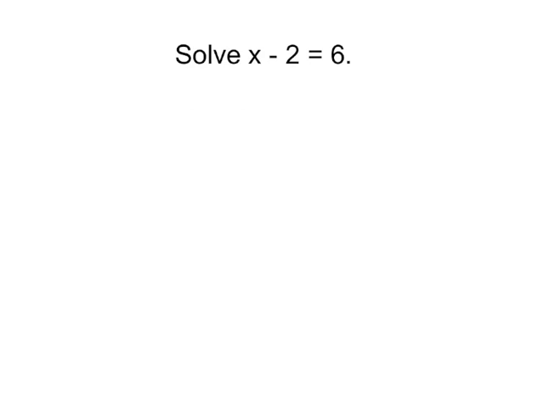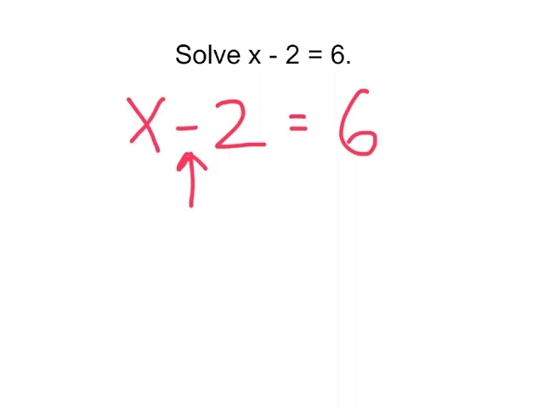Solve x minus 2 equals 6. So x minus 2 equals 6. And you say to yourself, what is the opposite of subtraction? The opposite of subtraction is addition. So we're going to add 2 to both sides. And we have to do it to both sides so that the equation stays balanced, so that both sides stay equal.